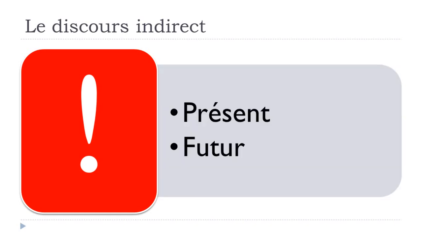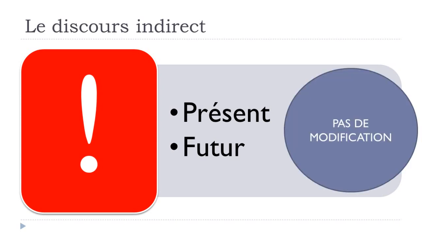For the present and the future, so if the verb that introduces this structure, this structure indirect, discours indirect, is at the present form or the future form, then the good news is that you won't have to modify anything after it. Okay? So that's the rule. If the verb that introduces this structure is at the present form or the future form, then you don't modify the verb after, which is quite good news.